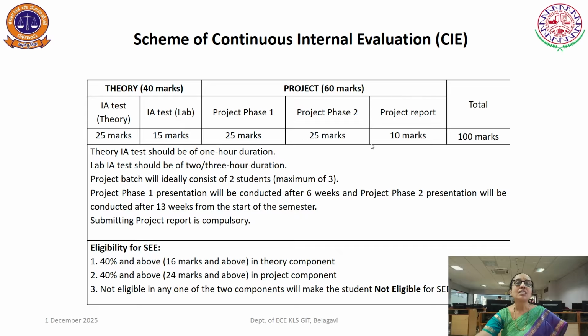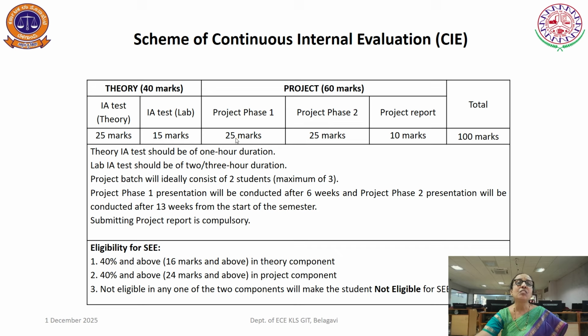About the scheme of evaluation, there will be a part of internal evaluation as well as external evaluation. Internal evaluation will consist of a theory paper, that is your regular IA, which is of 25 marks. And there will be a lab test wherein, based on those 10 experiments, we are taking a test of 15 marks. Then you have to choose a project topic, take the approval, and start implementing a project, which will be evaluated in 2 phases.